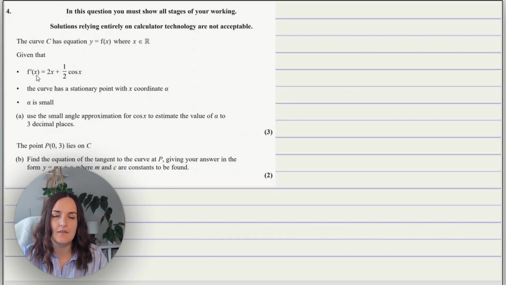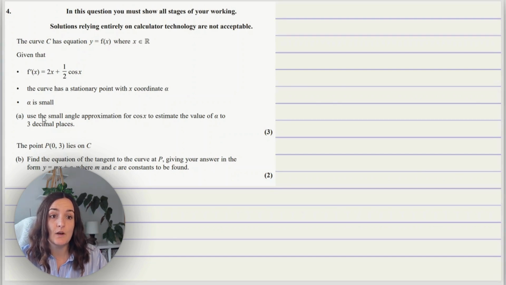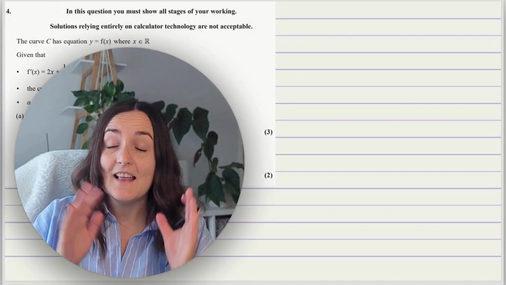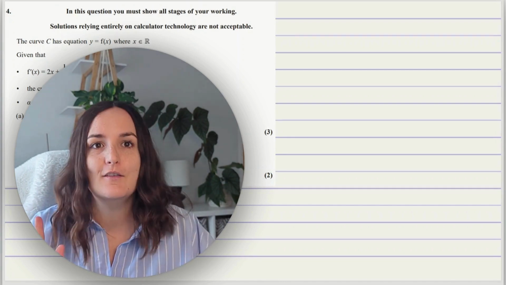Okay, so this question says that we've got a curve f of x. It gives us f dash x. It tells us that at the stationary point x is actually alpha, and it says alpha is small. And here in the main part of the question it says use the small angle approximation for cos x to estimate the value of alpha. So they're literally telling you what to do here. You just have to open the formula book and look for the approximation.